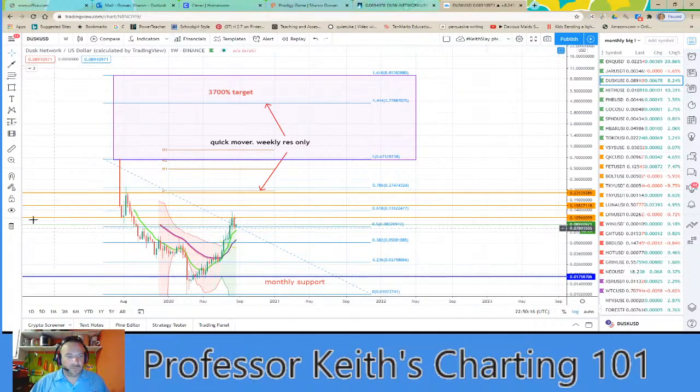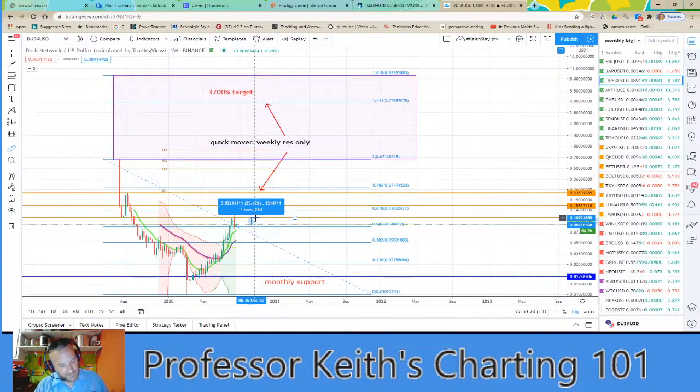Okay, the first move is going to be up to the first resistance line, which is 25%, to what looks like first move. Second move will be 85%.